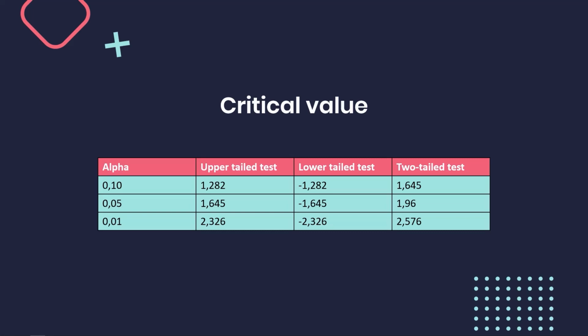Therefore, with a significance level of 0.05, 0.05 will be in either the upper or lower tail of the distribution, and the critical value will be plus minus 1.645, depending on the test.